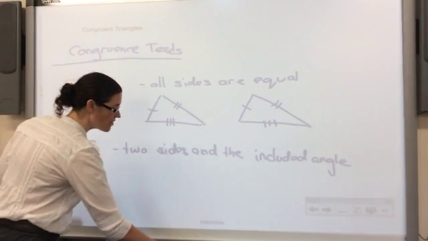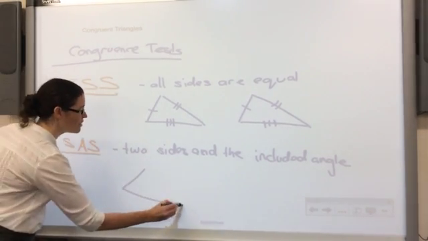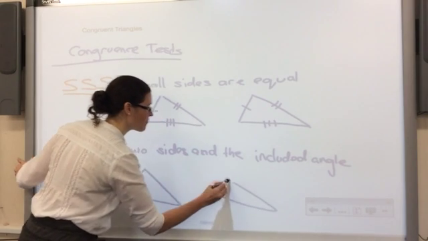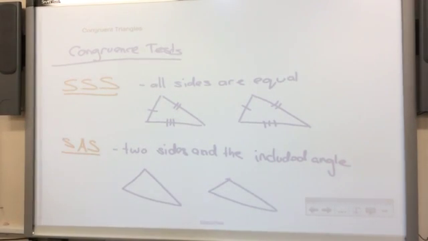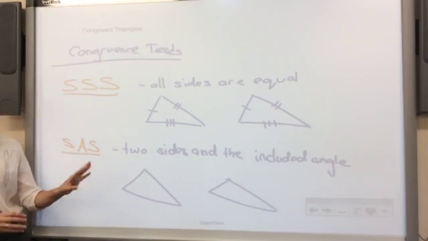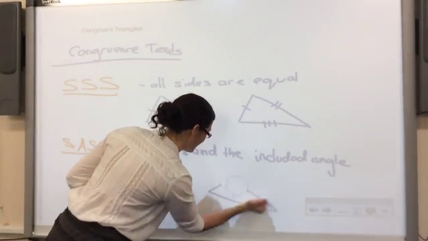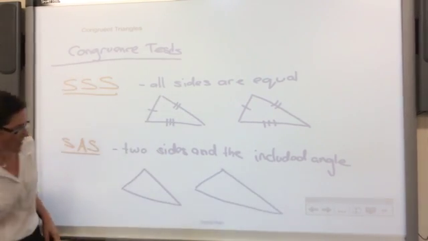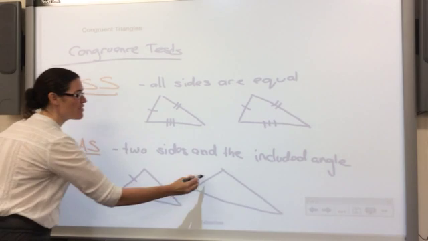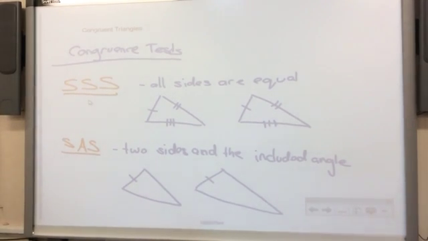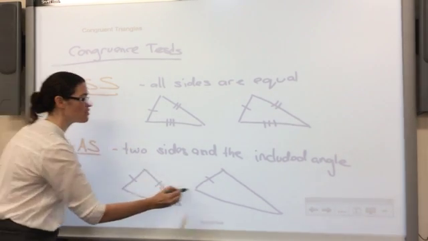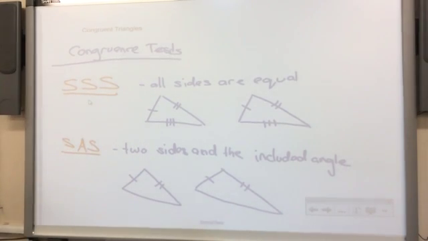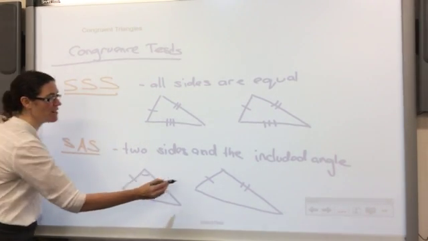Okay, so on my picture this time, I would have my two triangles. Let's try and draw them the same. These two sides are the same, and these two sides are the same, and this time we're told the angle between them is the same.